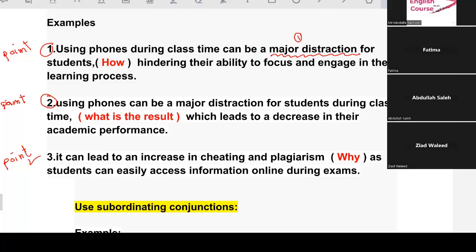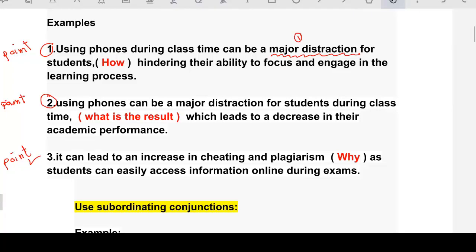So what should I do? As I told you, we should answer these questions. Let's see what are the questions I should answer. In point number 1 here, using phones during class time can be a major distraction for students. We said, ask yourself this question because the reader himself needs to know how.